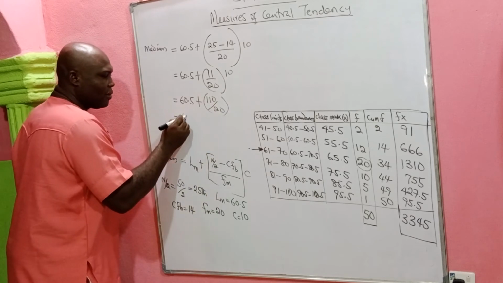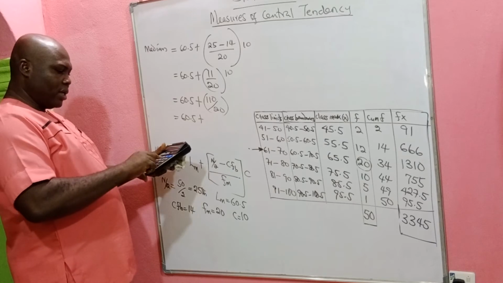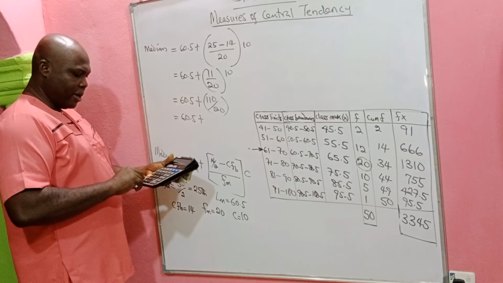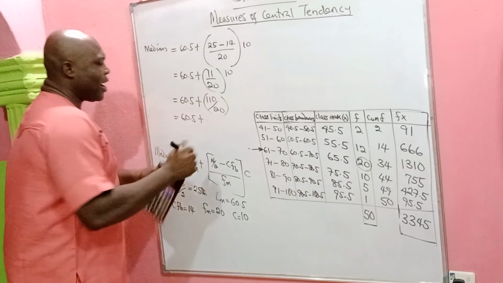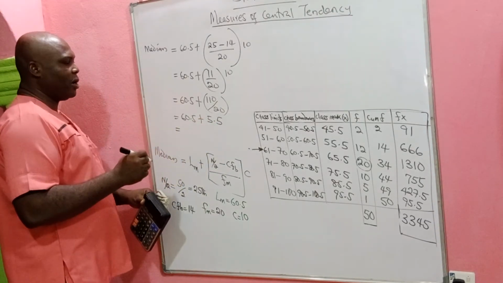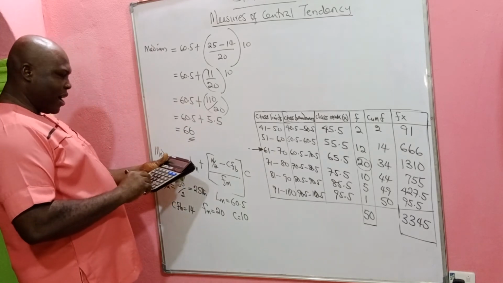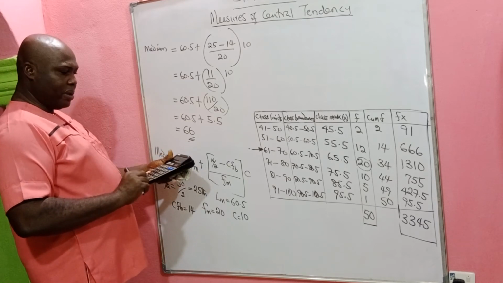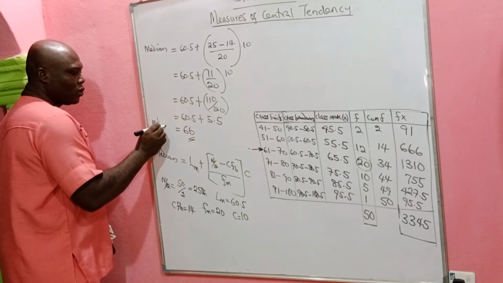So we have 60.5 plus 110 divided by 20. You have to be very careful. 110 divided by 20 is 5.5. So 5.5 added to 60.5 will give us 66. I like being sure of my values so that I don't make a mistake. So it therefore means that our median is equal to 66.